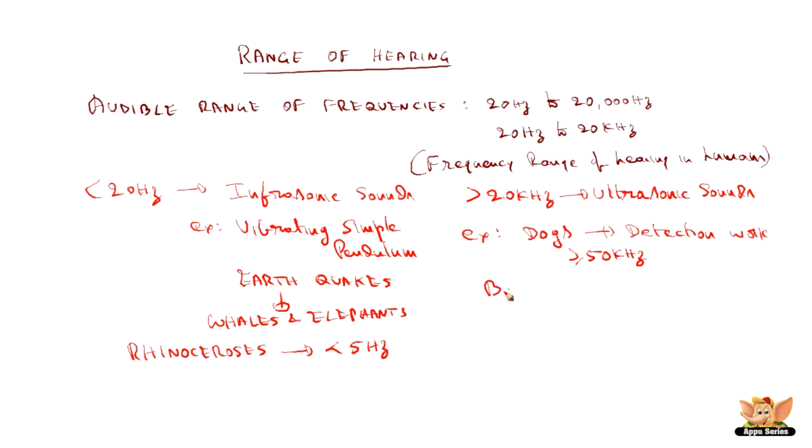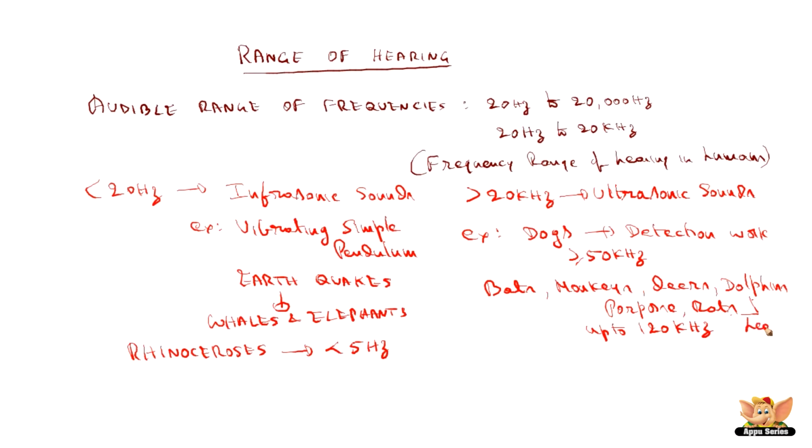And you have animals like bats, monkeys, deer, and dolphins, animals on the ground and in the sea, and porpoises and rats. All these animals can hear ultrasonic sounds. In fact, they can hear up to 120 kilohertz, whereas dogs can hear up to 50 kilohertz. Dolphins and rats can both hear and produce ultrasonic sounds, whereas bats, monkeys, and deer can produce ultrasonic sounds.